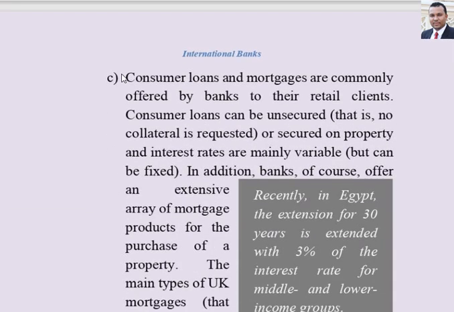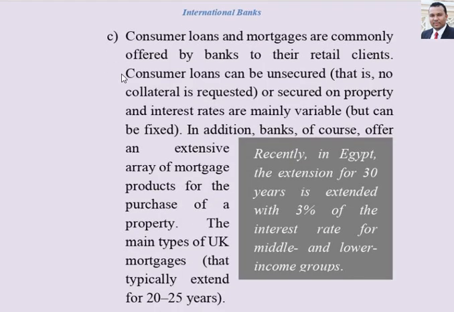Category number three, we talk about consumer loans and mortgages. Consumer loans may be secured or unsecured. In the unsecured case, there is no collateral or guarantee requested. But for secured, we will use an asset or property, and the interest rates are mainly variable.